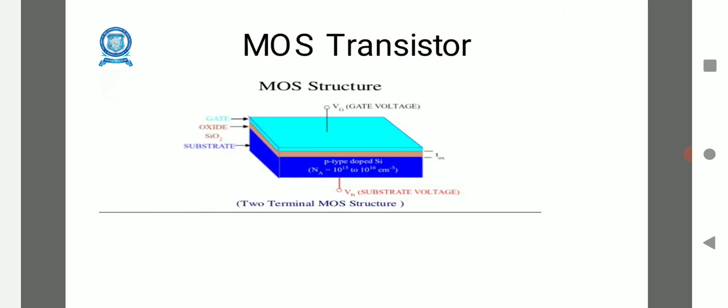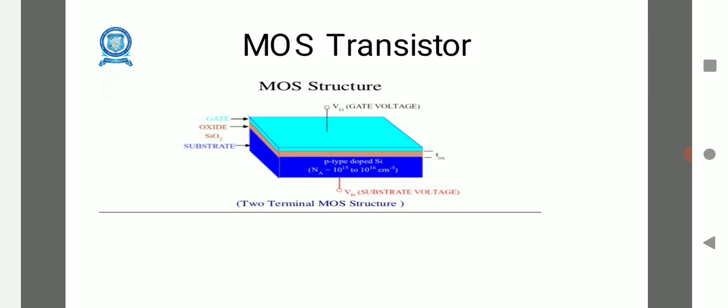MOS stands for metal oxide semiconductor. This metal oxide semiconductor is used for constructing transistors, and they are mainly used in a variety of modern electronic and power electronic devices like inverters, microprocessors, memory ICs, and digital logic circuits also.